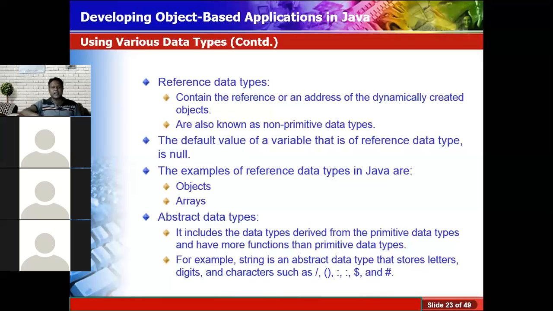Then abstract data type. Abstract data type includes the data type derived from the primitive data type and has more functionality than the primitive data type. Let me take one example of an abstract data type.